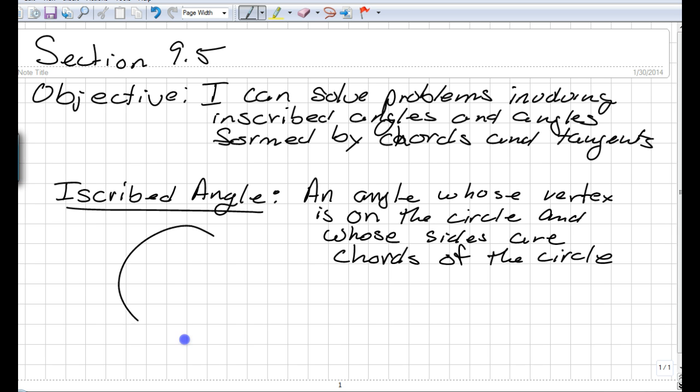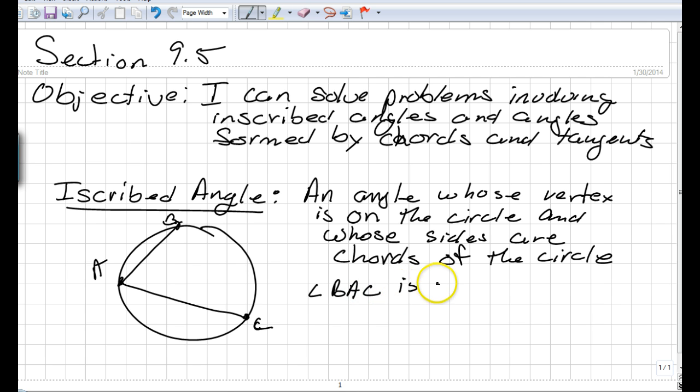So if we have this circle and we have these two chords, and this is A, B, and C, then angle BAC is an inscribed angle because its vertex is on the circle and it is formed by two chords of the circle. Okay. Now our first theorem.